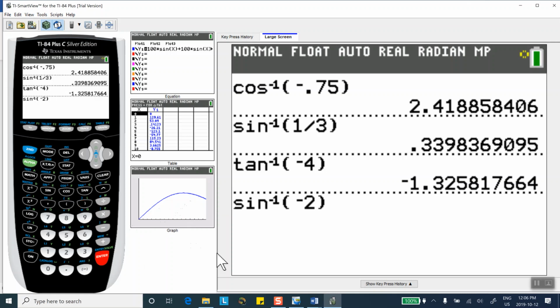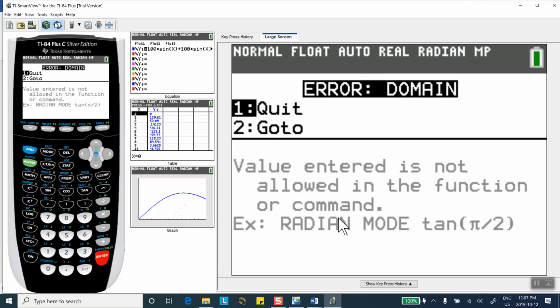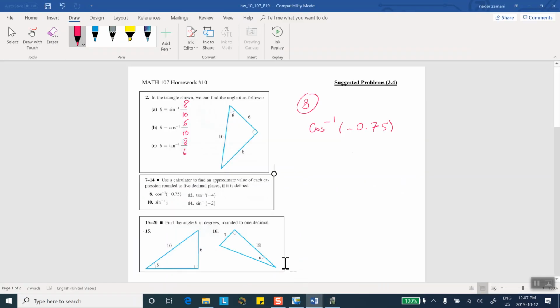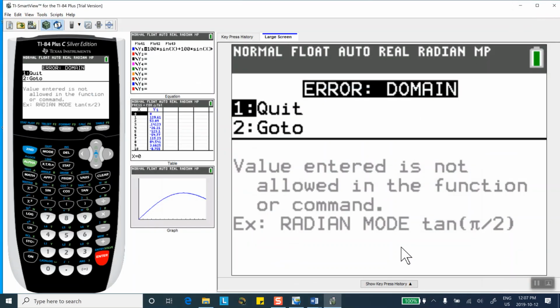So enter. Ooh, yeah. You don't have to be a genius to see that, because we cannot take sine inverse of a number that is bigger than 1 in magnitude. This is minus 2. There is no way you can have an angle whose sine is minus 2. So that takes care of this, which is why we got an error message, of course.